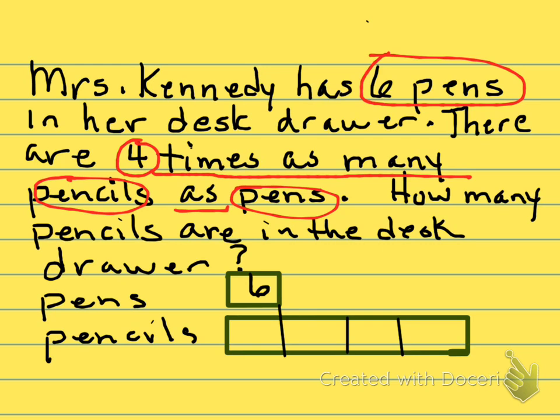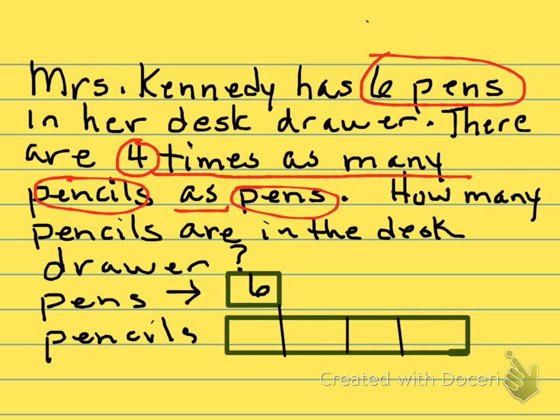So I've begun to create the model. So far I know that Mrs. Kennedy has 6 pens in her drawer. So I have my bar model. I've created a box with 6. And I know that there are 4 times as many pencils. So the pencils bar that I'm making has to have 1, 2, 3, 4 equal places.